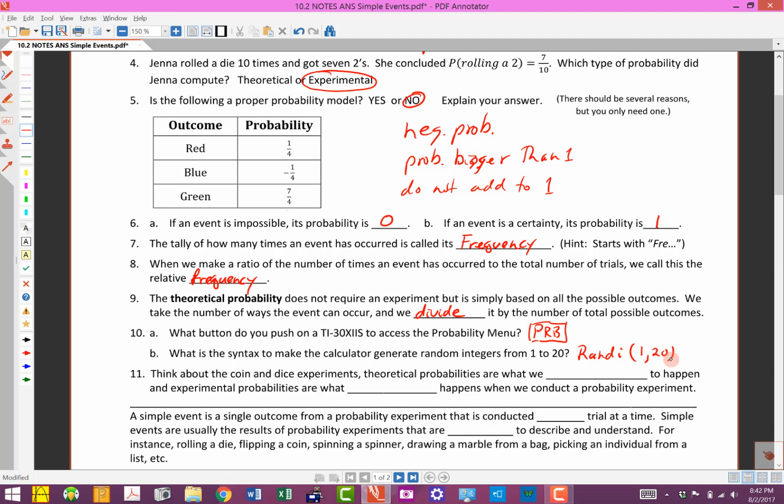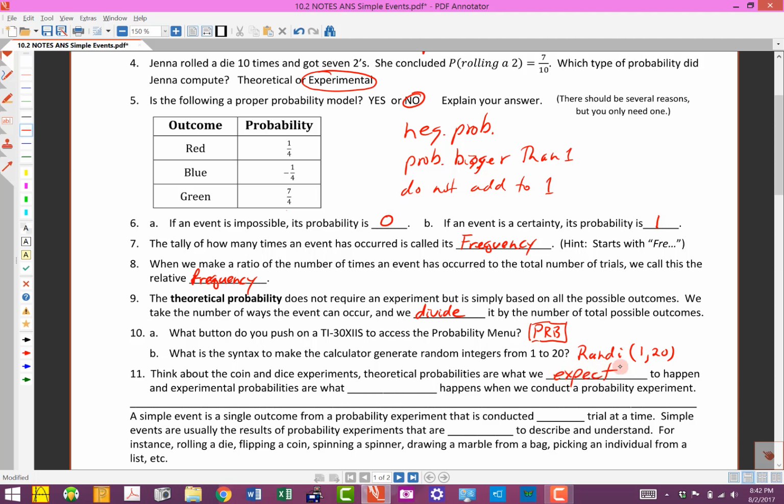And then I want you to think about this. Think about the coin and dice experiments. The theoretical probabilities were what we blank to happen, and the experimental probabilities are what we blank, or what blank happens when we conduct a probability experiment. So hopefully you caught that verbiage in the way I said that several times. Theoretical probabilities are what we expect to happen. We expect that to happen.